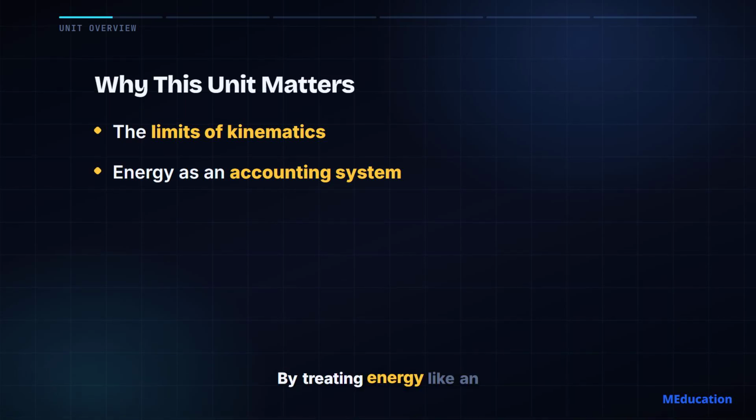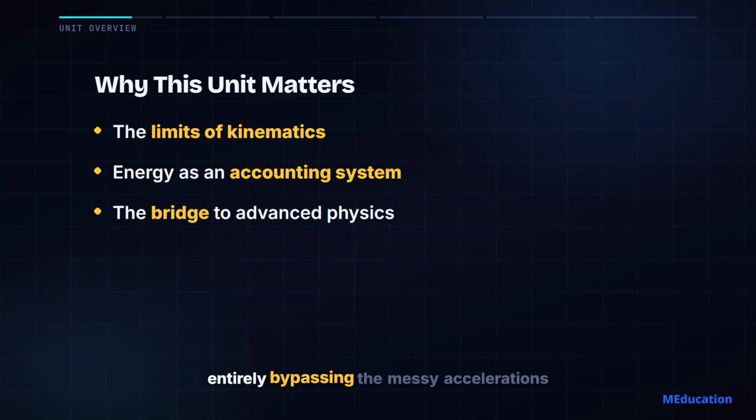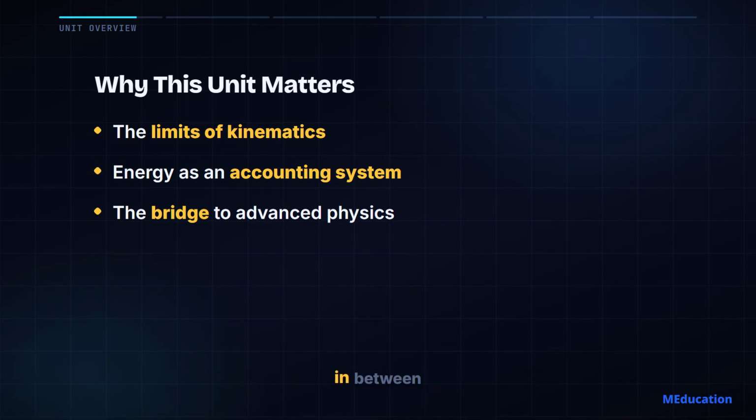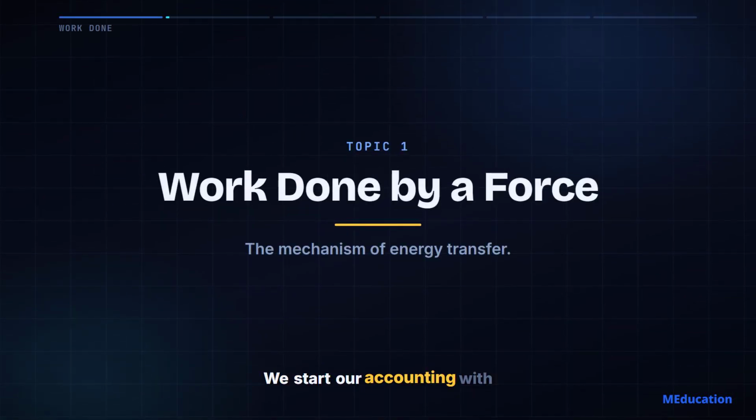By treating energy like an absolute accounting system, you can solve complex mechanical problems using just the initial and final states, entirely bypassing the messy accelerations in between. This sits at the very heart of the Cambridge syllabus, forming the crucial bridge between basic forces and advanced topics like electricity and deformation. We start our accounting with the fundamental mechanism of energy transfer, mechanical work.